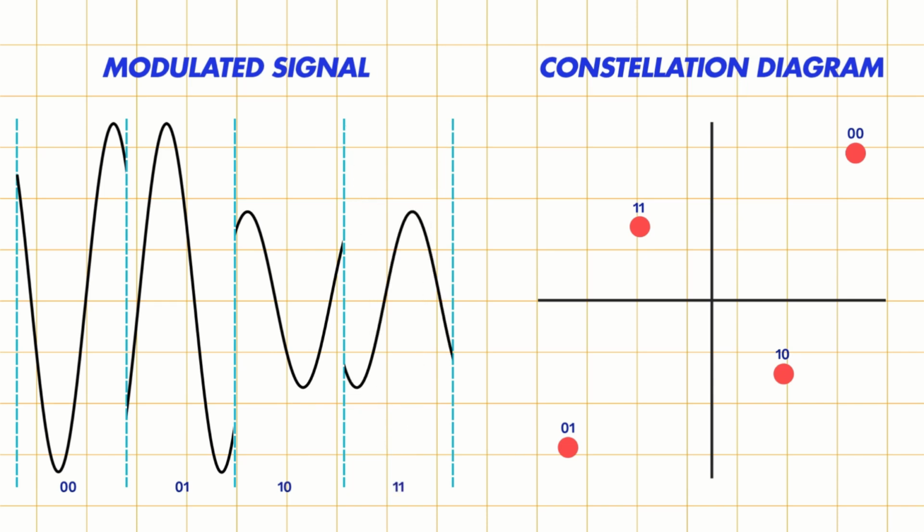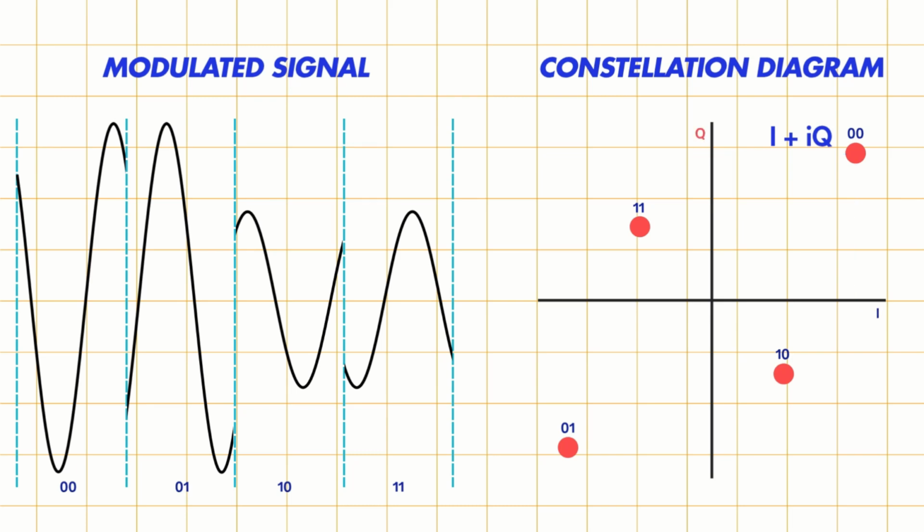And now, here's the conceptual leap that powers modern communications. Instead of juggling two separate properties, amplitude and phase, we can represent each state as a single point on this 2D plane. And mathematically, a point on a 2D plane is perfectly described by a complex number.